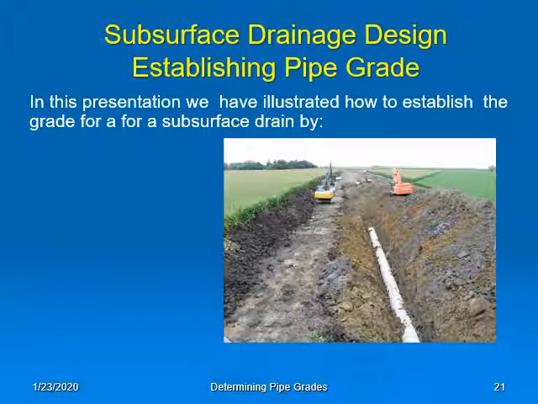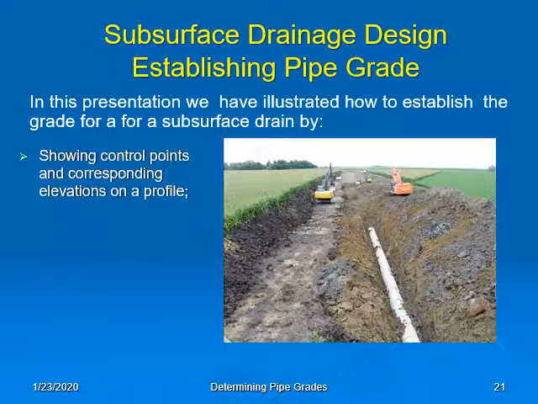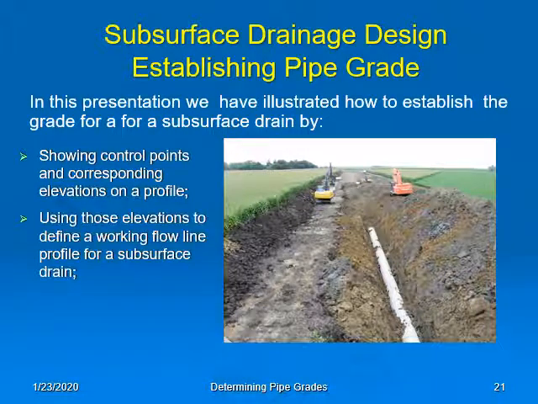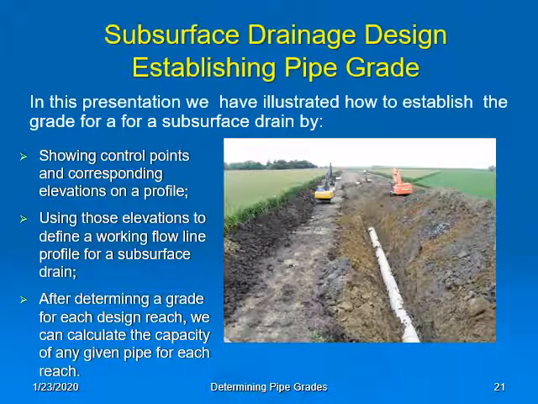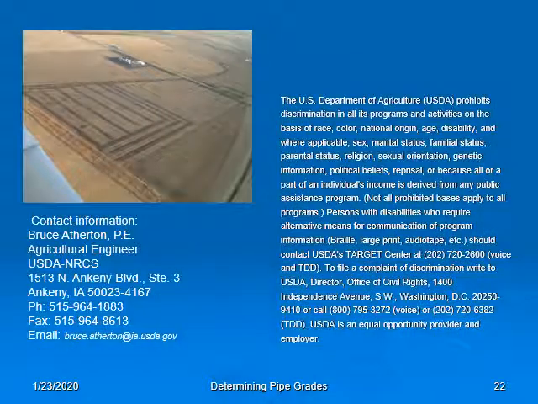We've run through 3 different reaches, and we've illustrated how to establish the grade for a subsurface drain by showing the control points and corresponding elevations on a profile, using those elevations to define a working flow line profile for a subsurface drain. And then after determining a grade for each design reach, the next step is going to be to calculate the capacity of a given pipe for each reach. So that pretty well wraps up our program. The next presentation will show us how to calculate the flow capacity of pipes.